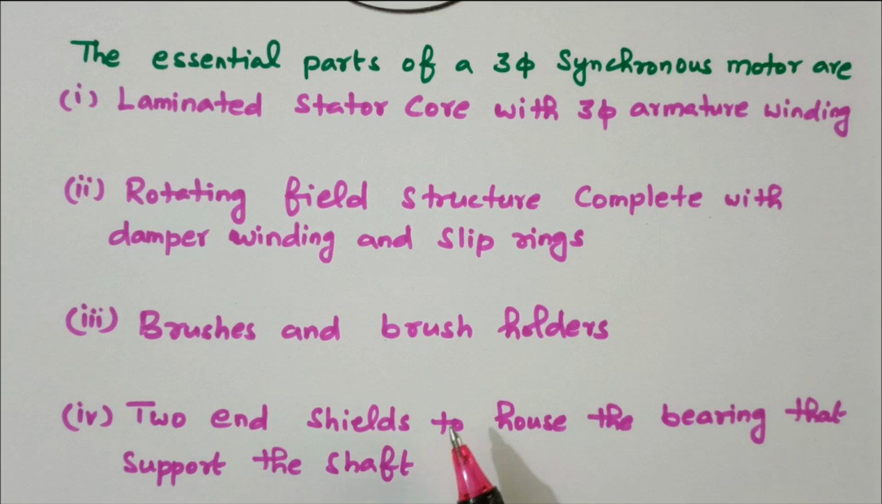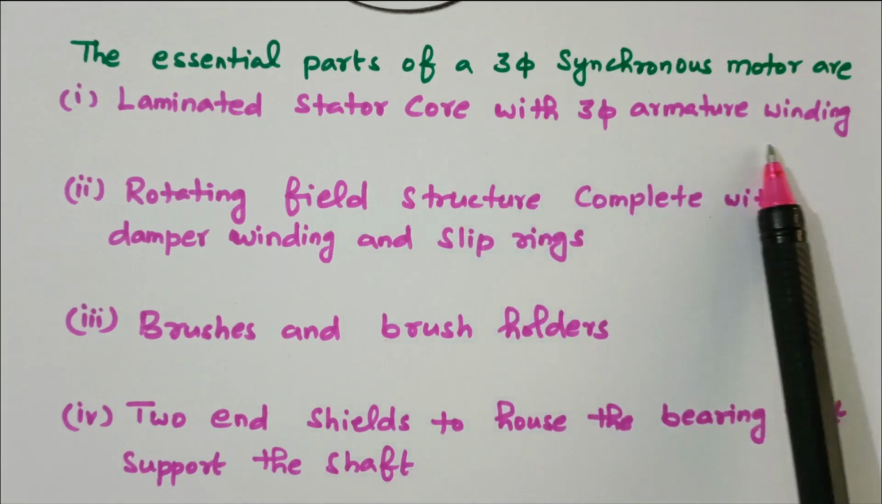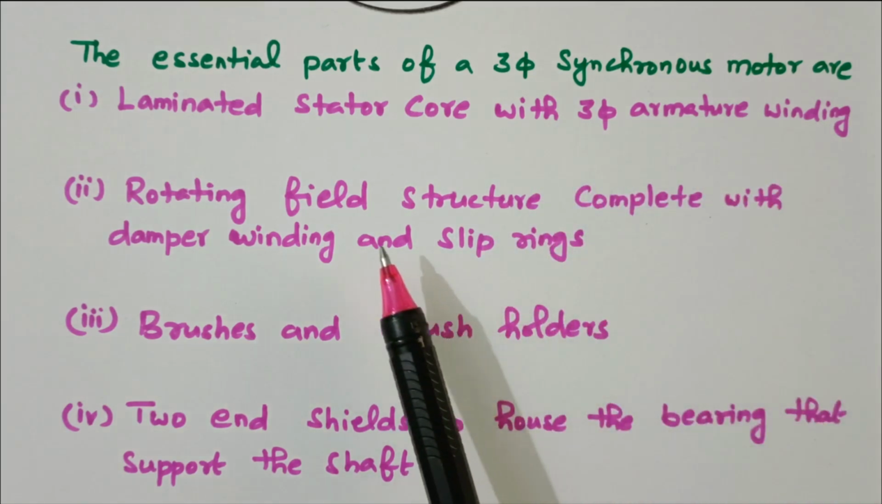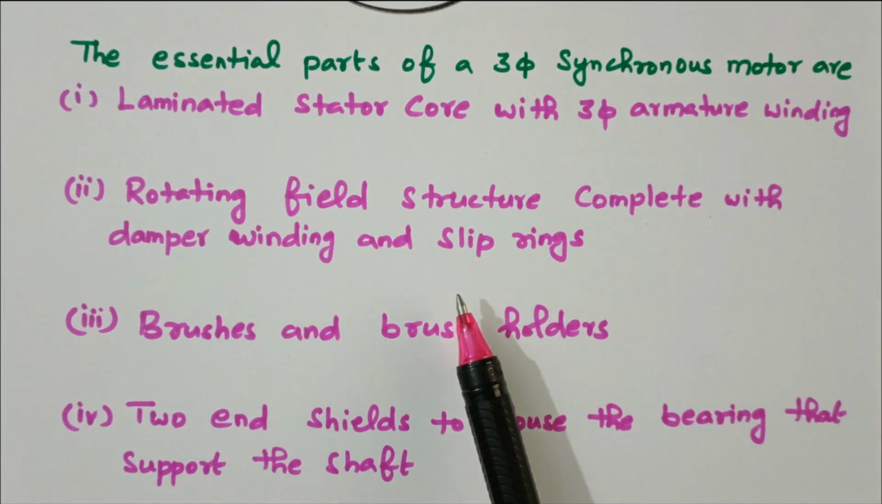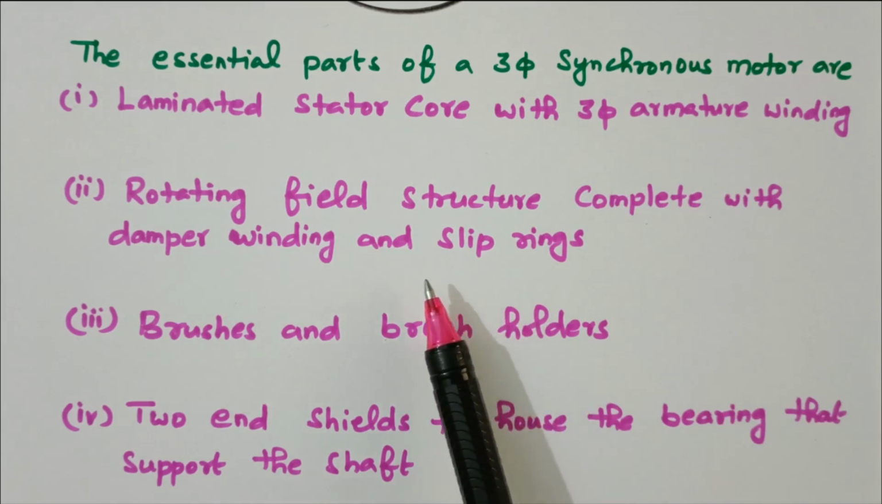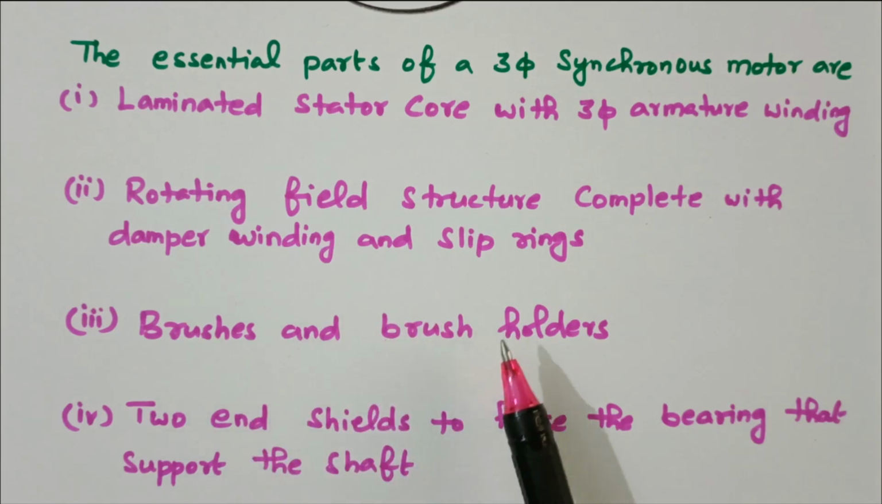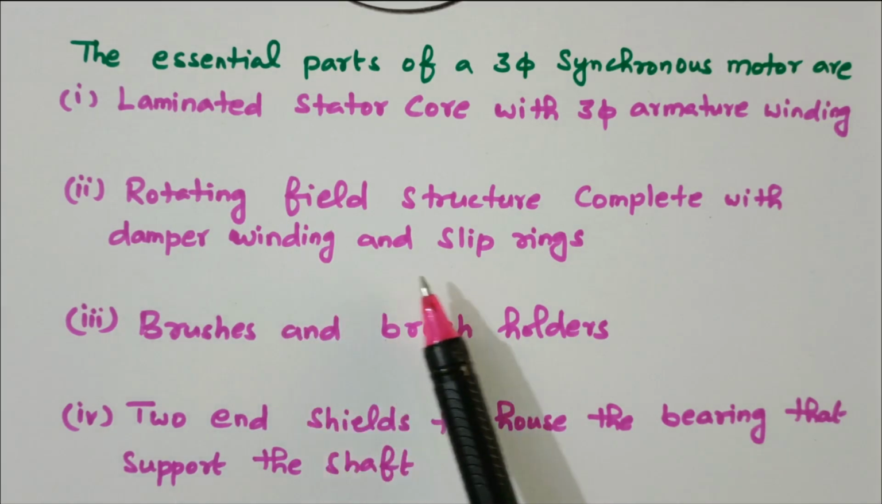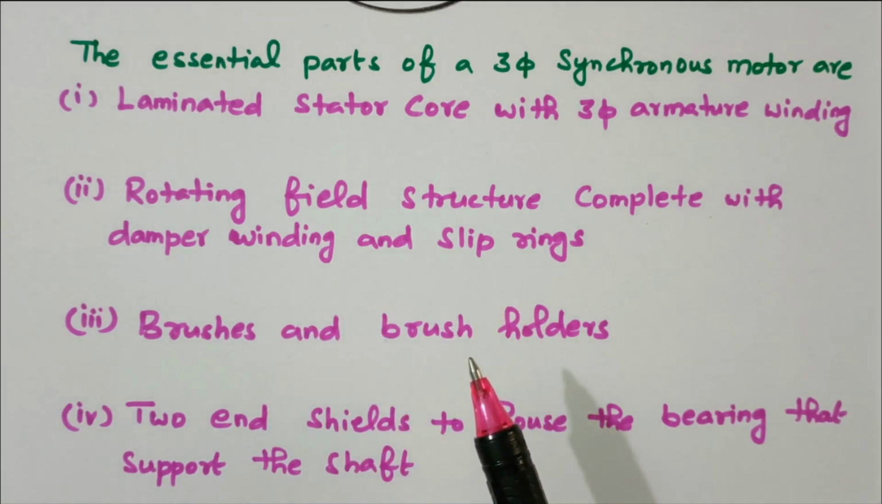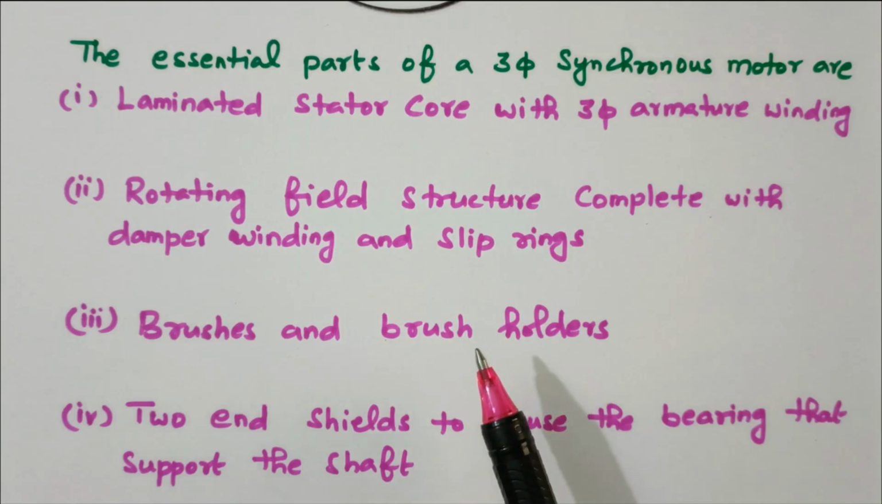So we have the stationary stator with three-phase armature winding and the rotating rotor. In order to give the excitation by the DC supply, we have brushes, brush holder and support, bearing support, damper winding and slip ring, so that we are able to give the supply to the rotating rotor.